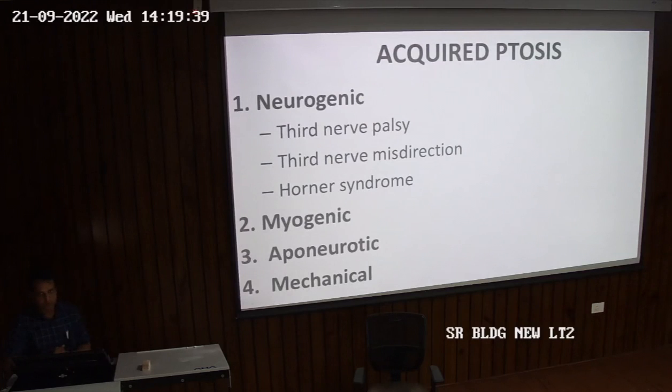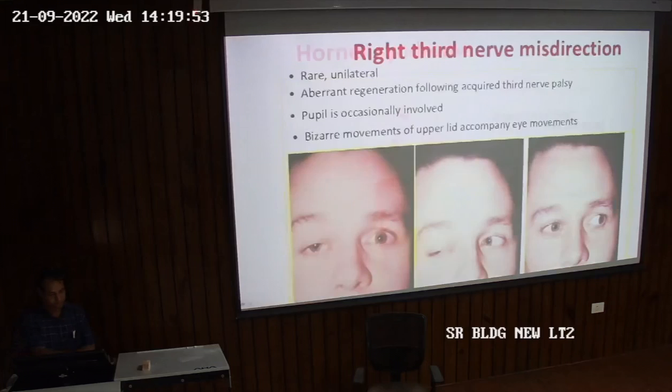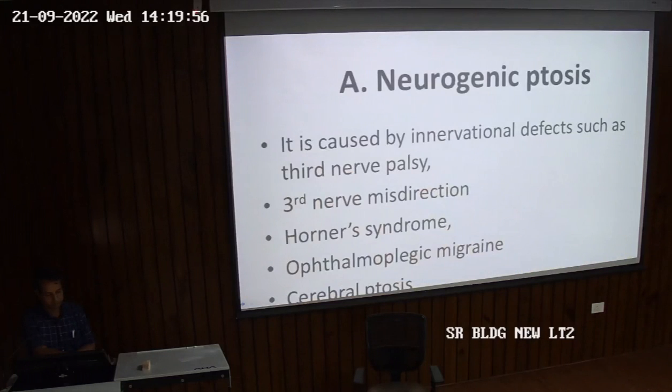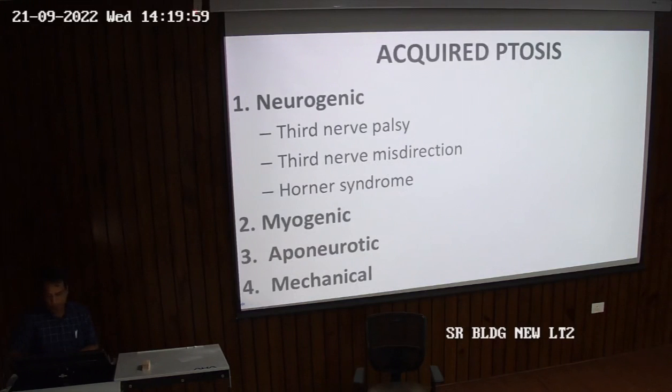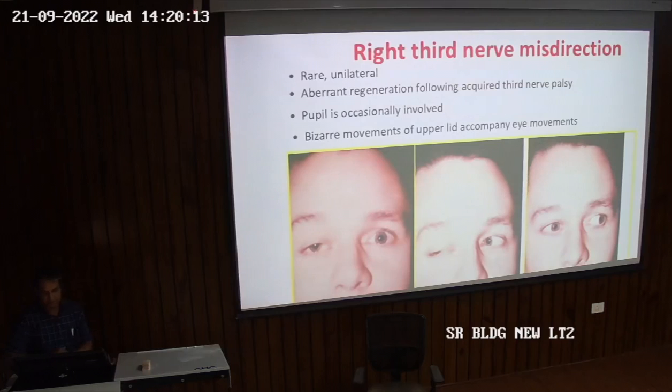Then we come to acquired ptosis. Types are neurogenic, myogenic, aponeurotic, mechanical or neurotoxic. In neurogenic, again third nerve palsy, third nerve misdirection or Horner syndrome. Neurogenic ptosis is caused by innervation defects such as third nerve palsy, third nerve misdirection, Horner syndrome, ophthalmoplegic migraine, and cerebral ptosis. So, third nerve misdirection is a rare unilateral aberrant regeneration following acquired third nerve palsy.